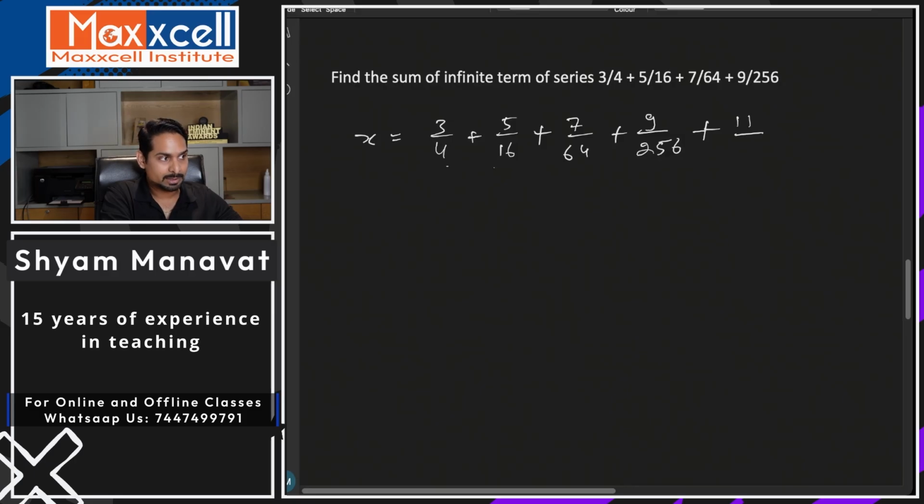So the denominator is progressing with multiplication of 4. You see, 4 fours are 16, 16 fours are 64, 64 fours are 256, and now you have 256 fours. So what do you get here? 1024. Yes, it will keep on going like this.